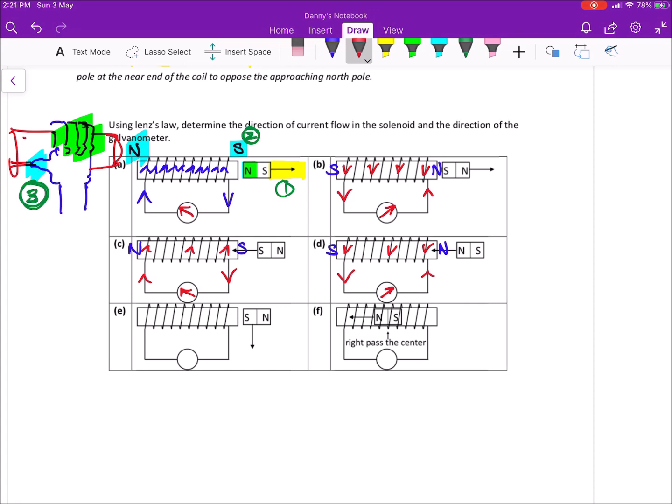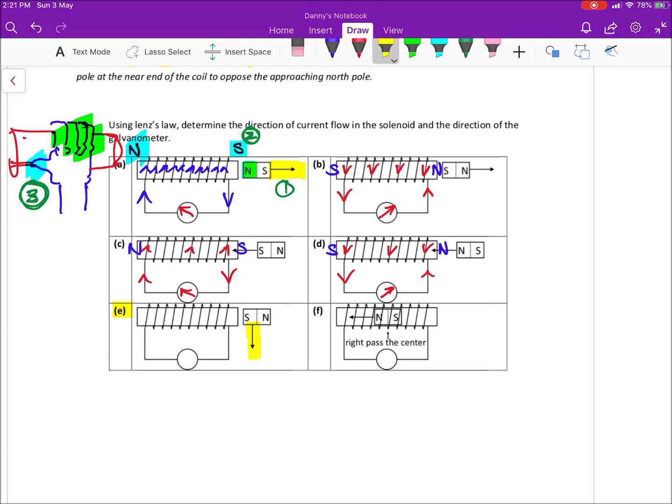Okay, for part E, it is a little bit tricky because now you see that it is not just moving in one dimension, but it is now being pulled down like that. So when the magnet is being pulled down like that, does the solenoid experience an increasing south or a decreasing south? Down here, we are not really talking about the dimension of the motion or the direction, but rather whether it's increasing or decreasing.